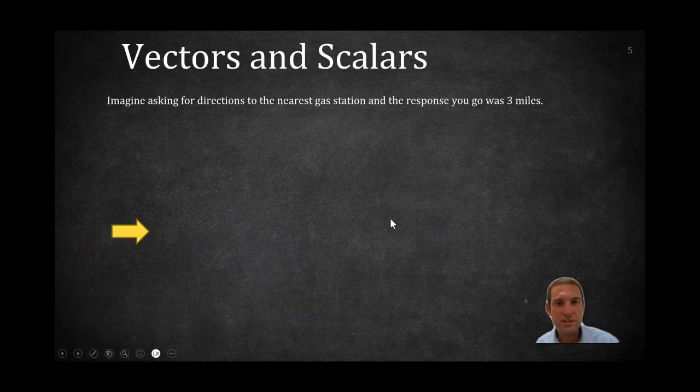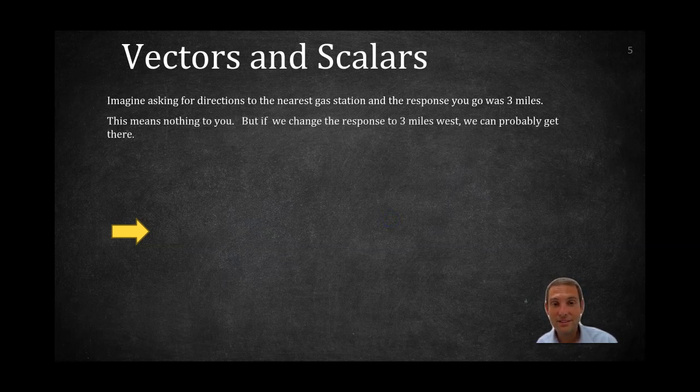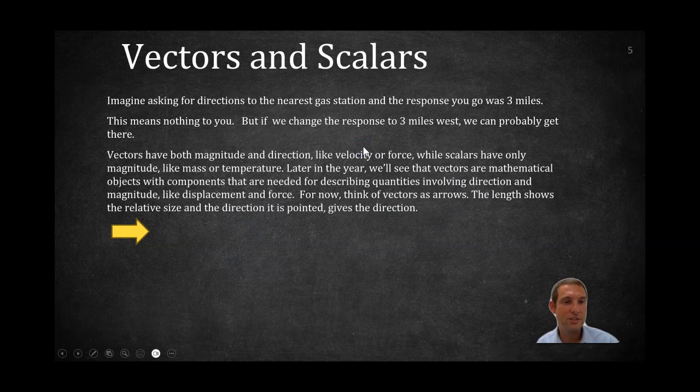Imagine asking for directions to the nearest gas station and the response you got was 3 miles. That means nothing to you, but if we change the response to 3 miles west, we can probably get to that gas station. Vectors have both magnitude and direction, like velocity or force, while scalars have only magnitude, like mass or temperature. Later in the year, we'll see that vectors are mathematical objects with components that are needed for describing quantities involving direction and magnitude, actually later this lesson, like displacement and force.